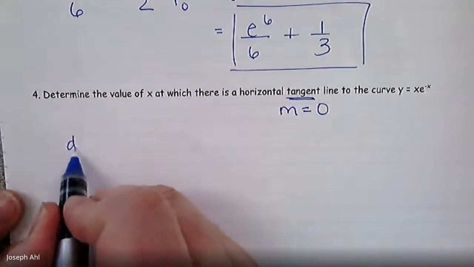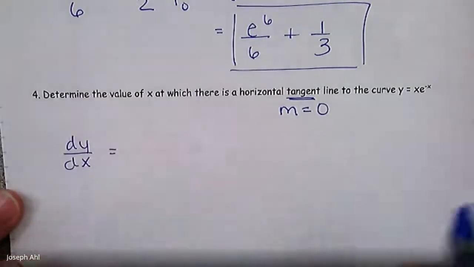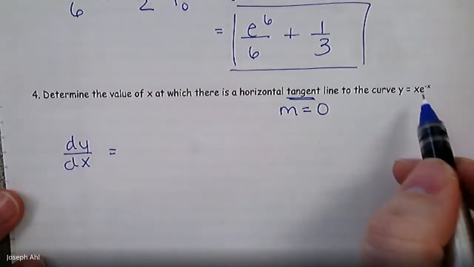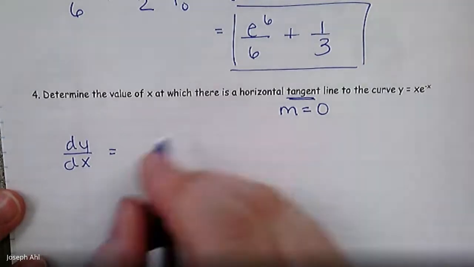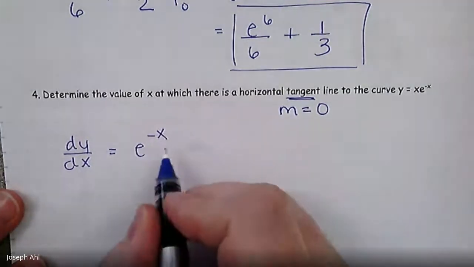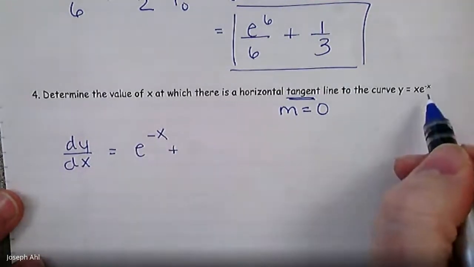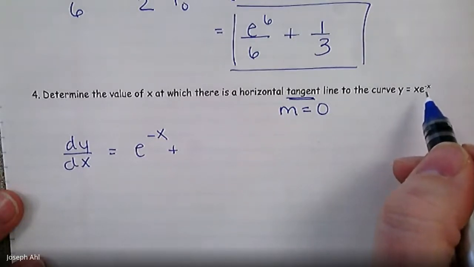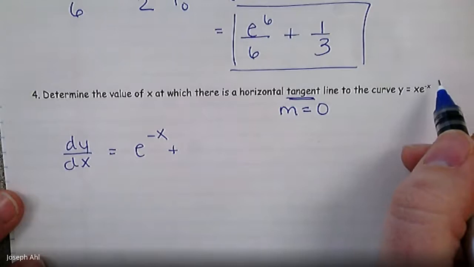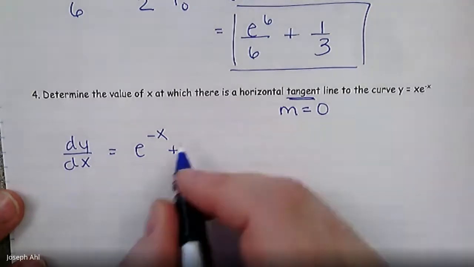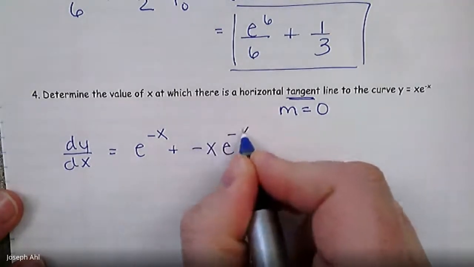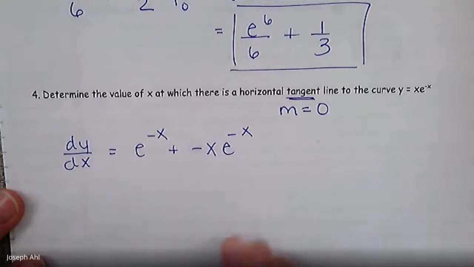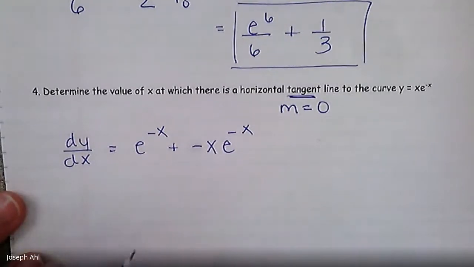So dy dx would equal, let's just use some product rule here. Derivative of the first is 1 times e to the negative x plus derivative of the second. Well, derivative of e to the negative x is going to be negative e to the negative x times the first of x. So it's minus x e to the negative x. So just be a little bit careful with that negative exponent there.